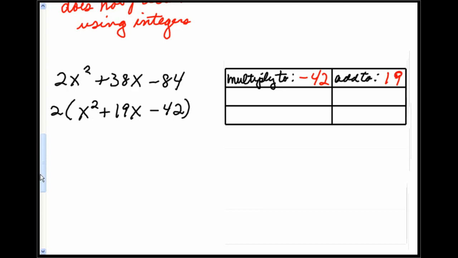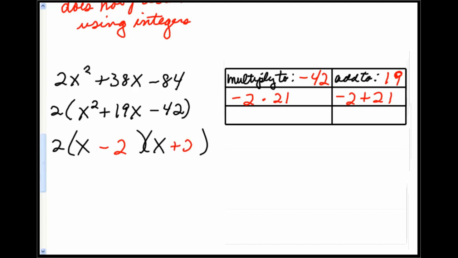And those two numbers are going to be negative 2 times 21, because negative 2 plus 21 give us 19. So this will factor to 2 times. Drawing your two binomials, x in the first term, we'll have minus 2 and then plus 21.